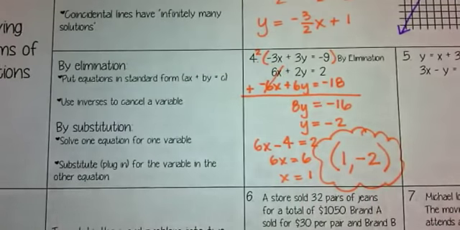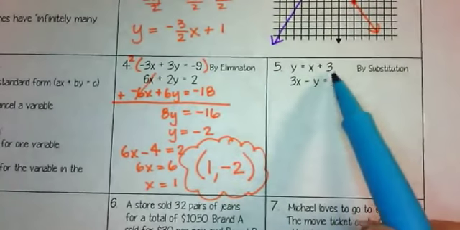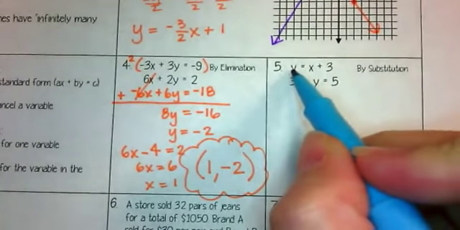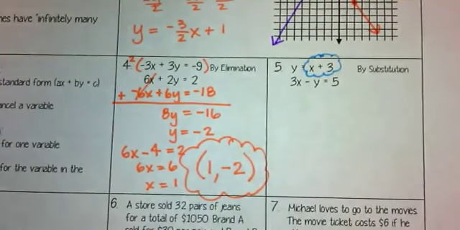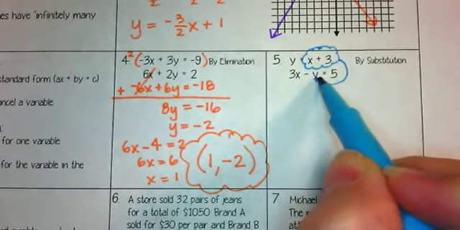All right, substitution. This is what I always like to call clouds and rainbows, which I know is just so goofy, but it's a good way, and it totally looks like it, I think. But what's going to happen is you need to solve one of the equations for one of the variables, and this one's already done for us. So we already know what y equals. Y is x plus 3. So then what we're going to do is substitute, which means plug in.